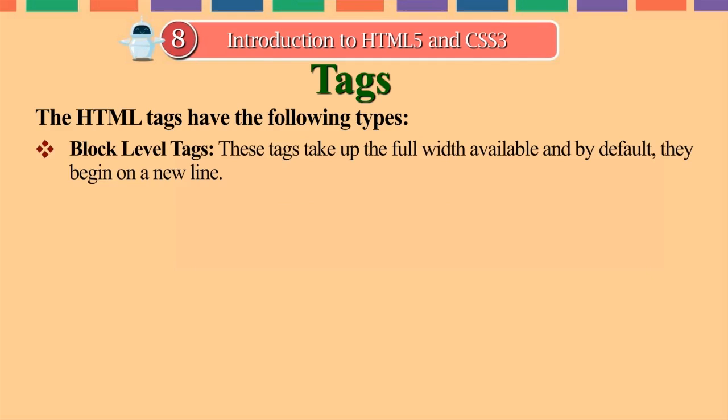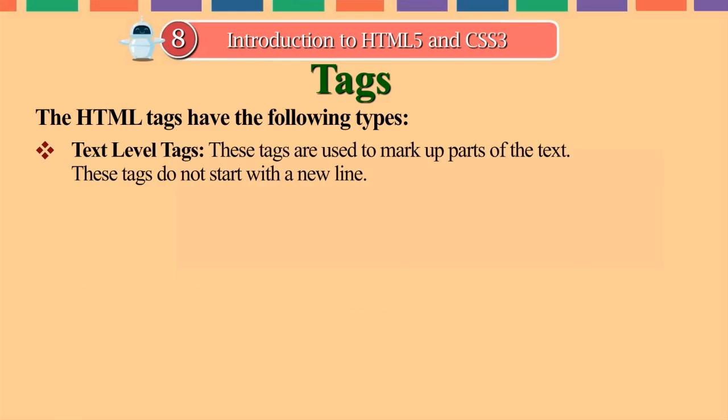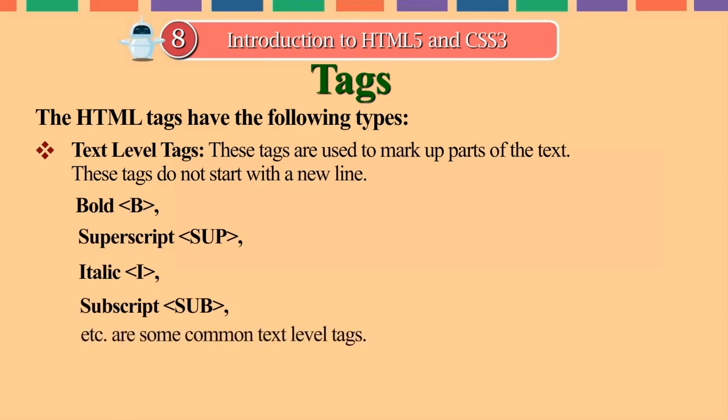Block level tags. These tags take up the full width available and by default, they begin on a new line. Paragraph <p>, headings <h1> to <h6>, horizontal rule <hr>, etc. are some examples of block level tags. Text level tags. These tags are used to mark up parts of the text. These tags do not start with a new line. Bold <b>, italic <i>, superscript <sup>, subscript <sub>, etc. are some common text level tags.